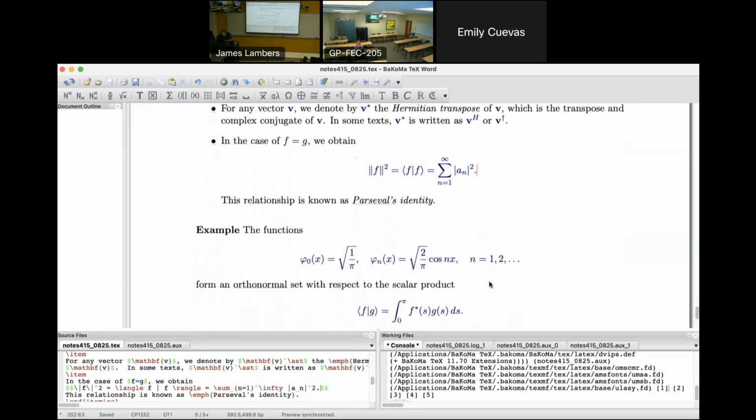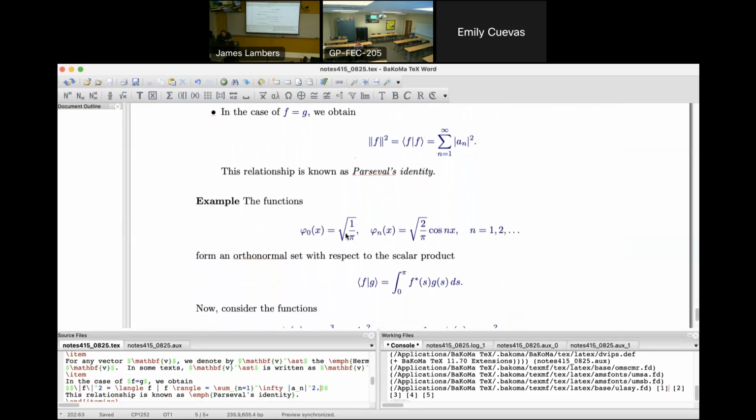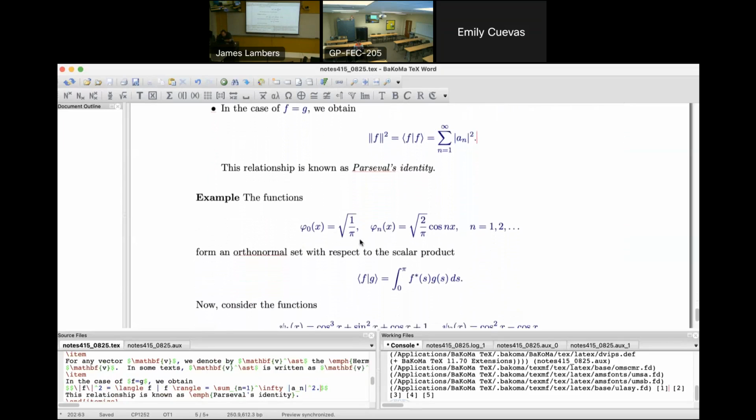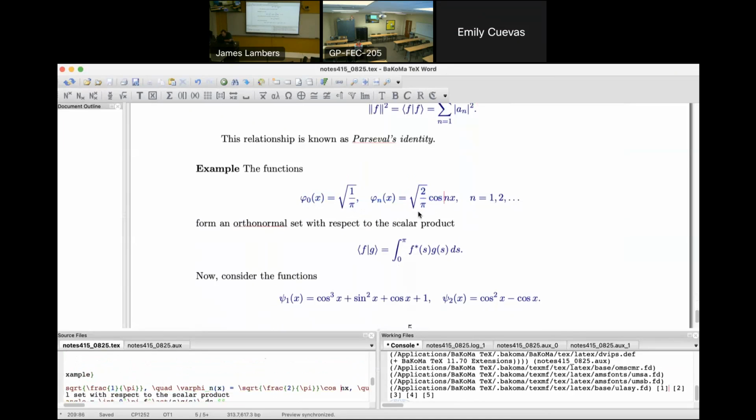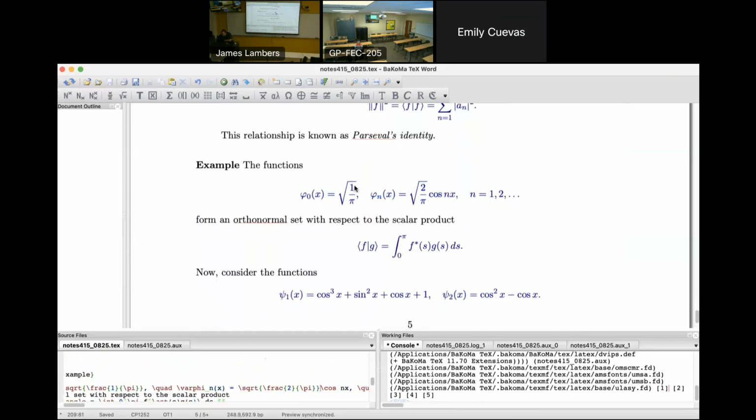Okay, so here's an example involving cosines. These functions form an orthonormal basis with respect to this scalar product, again on 0 to pi, but now we're doing cosines instead of sines. The normalization is the same, square root of 2 over pi, except for this one. The norm of the constant function on 0 to pi is pi instead of pi over 2.